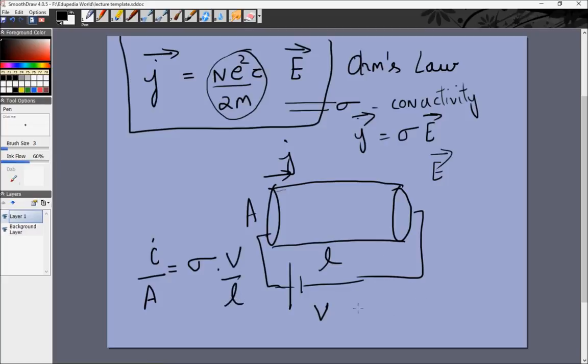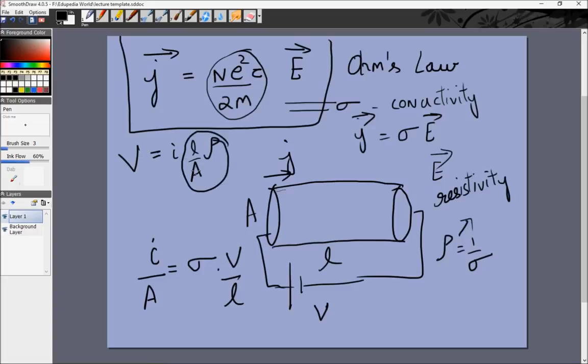From that we get the relation V is equal to I into L by A into 1 by sigma. 1 by sigma we can write as rho. Rho is equal to 1 by sigma, and rho is called the resistivity. I'm sure this stuff you've seen in earlier classes. So what we get is V is equal to I times rho L by A, and rho L by A is called the resistance. So from this Ohm's law we get the more familiar Ohm's law, V is equal to IR.